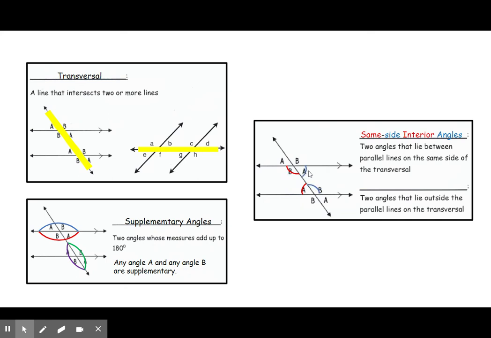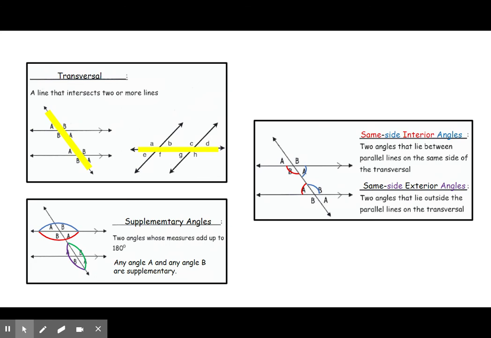All right, again, on the other side, same side interior angles. This A inside my parallel lines to the right of the transversal. This B inside my parallel lines to the right of the transversal. Same side interior angles.